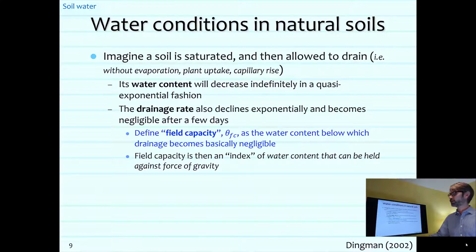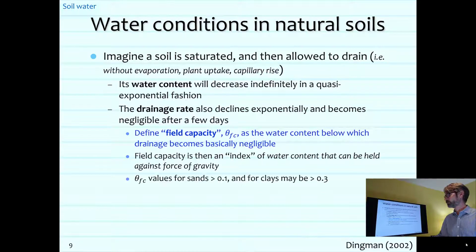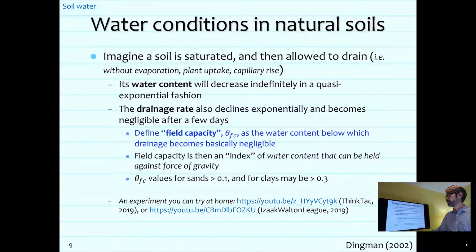We can define a characteristic called the field capacity, or theta FC, as the water content below which drainage becomes basically negligible. And the field capacity is then essentially an index of the water content that can be held in the soil against the force of gravity. For sands, theta FC might be about 0.1, and for clays it might be higher, so up to about 0.3, for example. If you want to see how this works in practice, you can try this experiment at home at this YouTube site, or another one here, which is a very similar experiment.